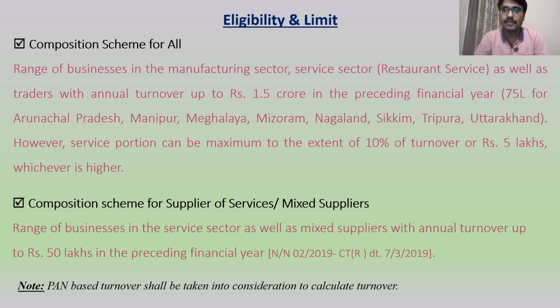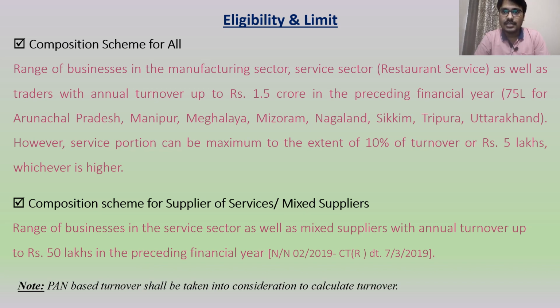Composition scheme given under section 10 subsection 1. This scheme is for a range of businesses in the manufacturing sector, service sector, as well as traders whose annual turnover in the preceding financial year did not exceed Rs 1.5 crore. This threshold is just half for certain specified states like Arunachal Pradesh, Manipur, Meghalaya, Mizoram, Nagaland, Sikkim, Tripura and Uttarakhand.